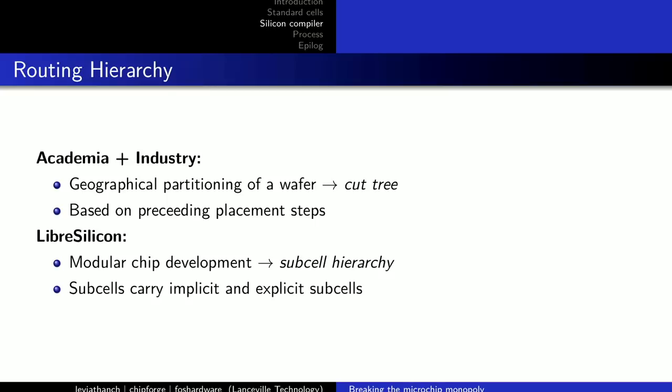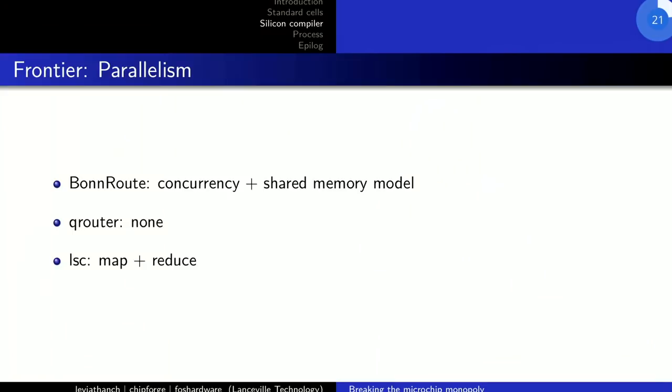It also has implicit subcells. For example, you have a full adder, which obviously is composed of one-bit adders, so you can place and route a one-bit adder, and then place and route based on the one-bit adders that you already placed and routed, and as a result, you get a full adder. That's just one example, but I will show you a tree in a few slides. So there you see parallelism is something very important for us. Bond route allocates a lot of research to a mathematical model for concurrency and shared memory models. QRouter, which is the open source alternative, has none. I mean, it's apparently not in scope.